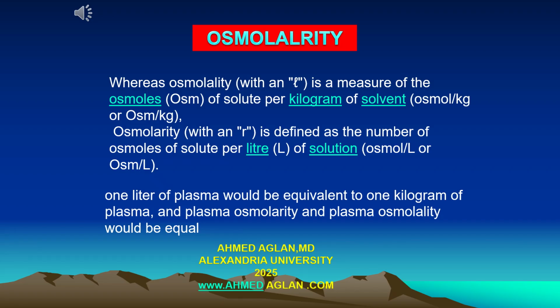The good news is that for clinical purposes in aqueous solutions like plasma, the difference is negligible. As the slide states, 1 liter of plasma is approximately equivalent to 1 kilogram of plasma. Therefore, in practice, plasma osmolarity and plasma osmolality are considered equal. This is the foundation for understanding how solutes, including albumin, contribute to the osmotic forces in our blood.